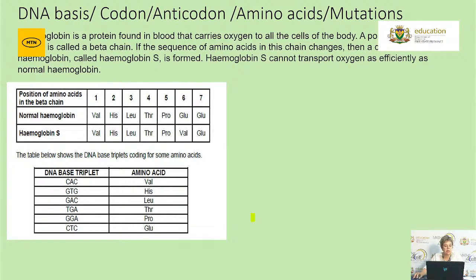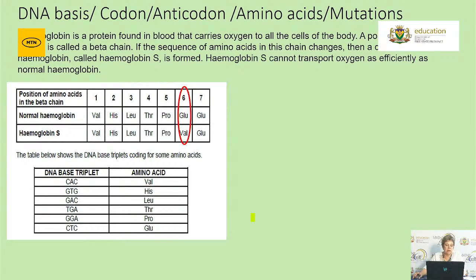Do they ask the base triplets? Or do they ask the mRNA or the tRNA? Do they ask amino acid number 3, or do they ask amino acid number 7? All right. So in this case, we see that there is an important mutation that did take place at number 6.